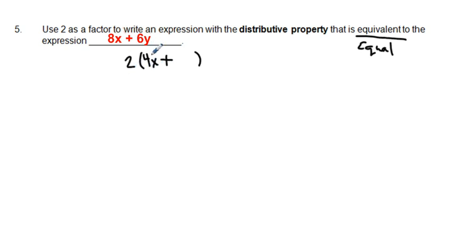2 times what gives me 6y. Now I can drop the y. 2 times what gives me 6 will be 3. 2 times 4x gives me 8x, plus 2 times 3y gives me 6y. It works.